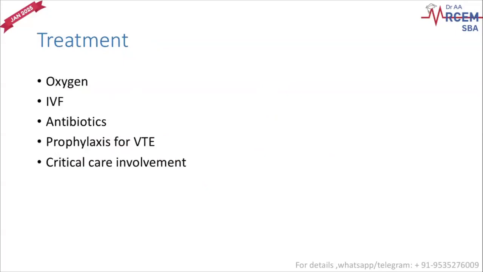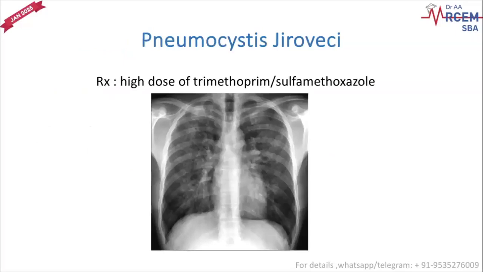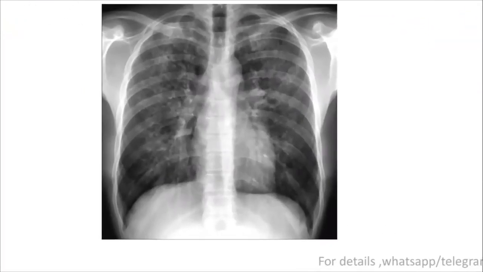What is the treatment? If hypoxic, start on oxygen. In sepsis, IV fluids will be required. Do not forget to give IV antibiotics. In an elderly person, think of being bedridden for a long time because of the pneumonia, then VTE prophylaxis, that is venous thromboembolism prophylaxis, might be required. Critical care involvement, if it is quite severe pneumonia, then you need the critical care involvement. Pneumocystis jirovecii, as I told you, always think of HIV. What is the classical X-ray finding you are having?